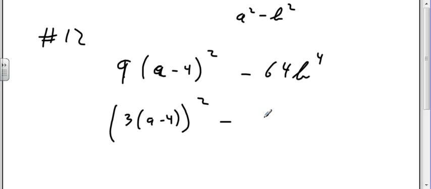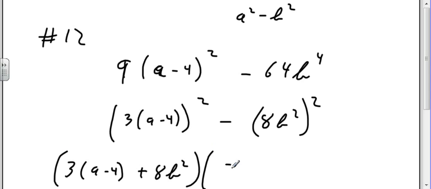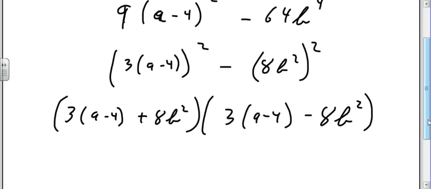squared minus (8b squared) squared, then I'm in the form of a squared minus b squared, and I factor it: 3a minus 4 plus 8b squared times 3a minus 4 minus 8b squared. All right, so that was okay. As long as I recognize the form, then I should be all right.